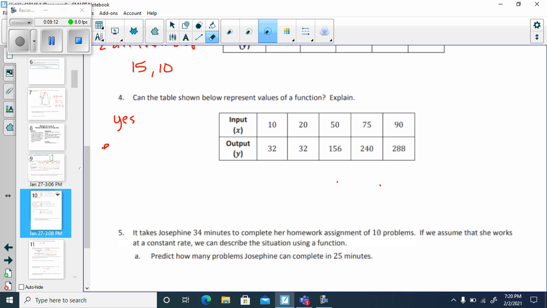Why? Each input has only one output. Okay? Look at your x. Always look at your input. You're not worried about your output, you're worried about your input. Okay?